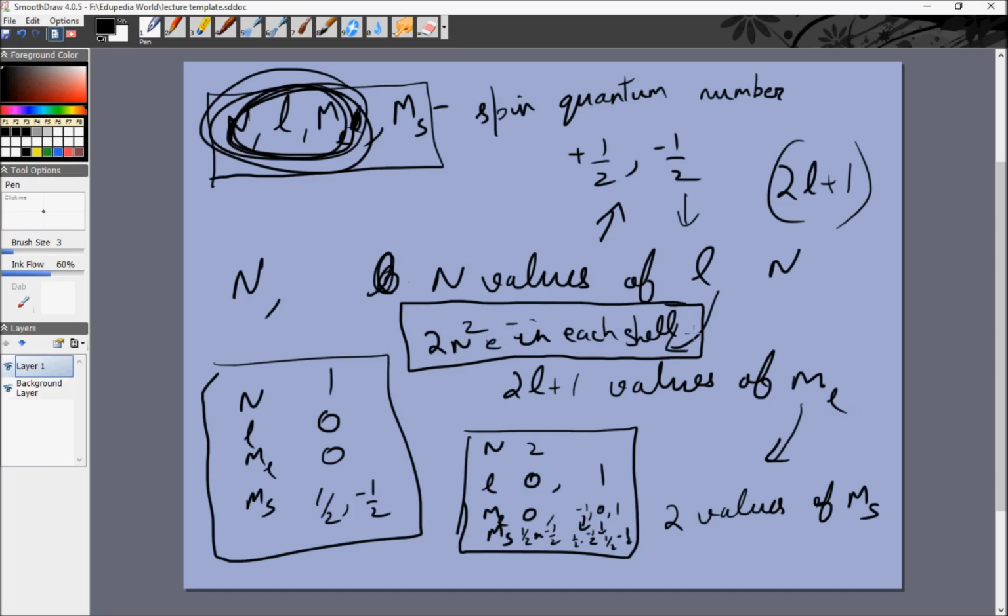So n is equal to 1 shell will have 2 electrons, n is equal to 2 shell will have 8 electrons, n is equal to 3 shell will have 18 electrons, n is equal to 4 shell will have 32 electrons. And this is in complete agreement with the experimental results we find.